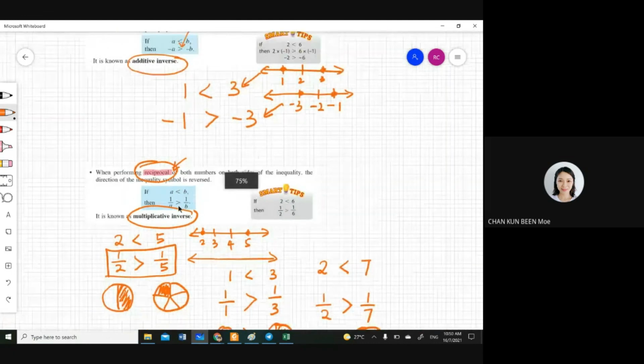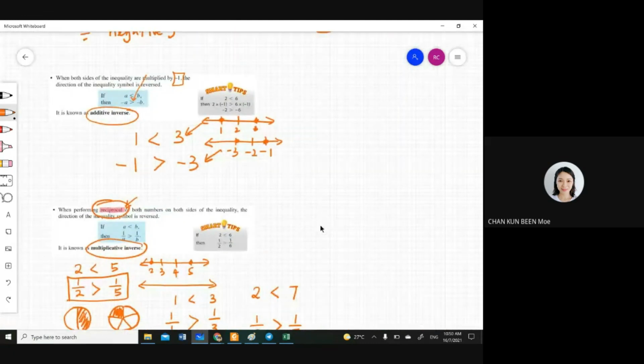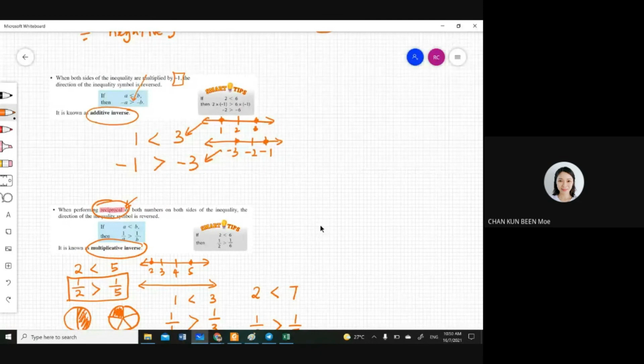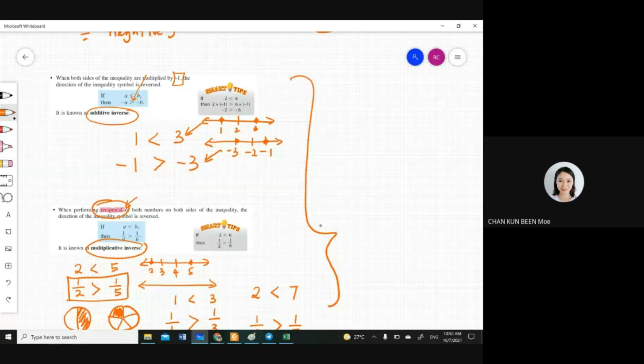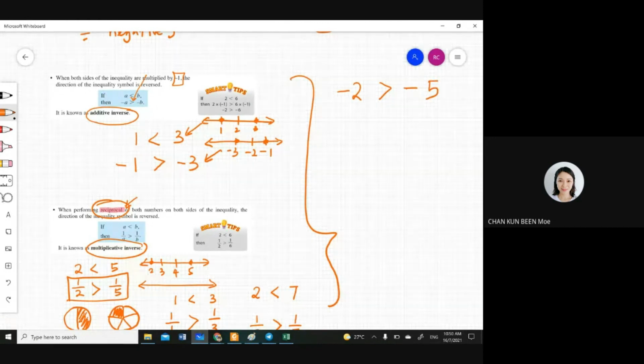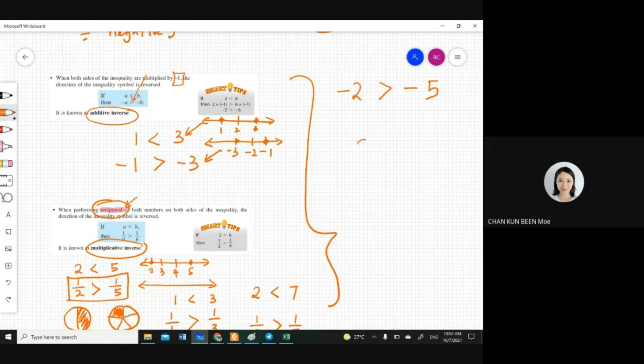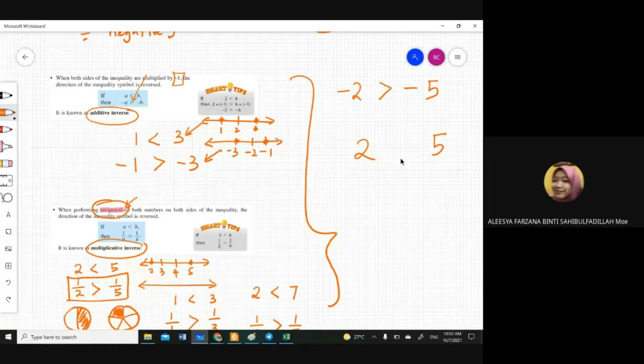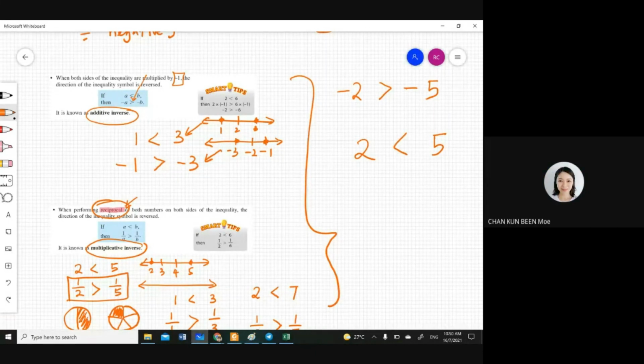I think you might have difficulty in memorizing these two. I repeat again for you all. For example, if I give you -2 greater than -5. Now I use additive inverse. Additive inverse means I multiply with a -1. So -2 becomes +2, and this becomes 5. What is the symbol in the middle? Less than. Yes, it becomes less than directly.